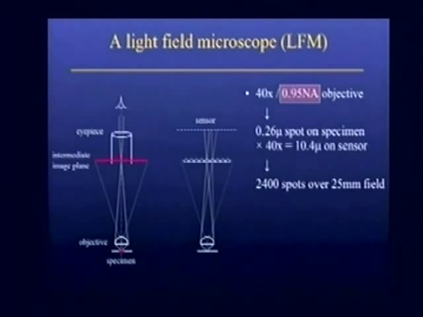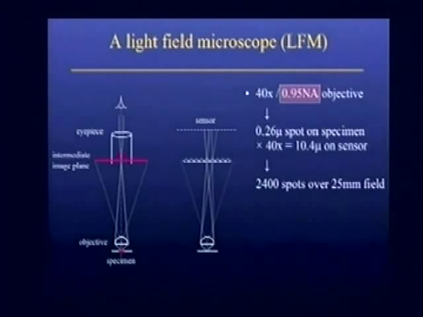Microscope objectives are amazing pieces of optical equipment. They're highly corrected. They've got 13 to 17 glass elements in them. This particular objective can capture light from the optical axis down to 70 degrees on each side of the optical axis. It's an amazing aperture.